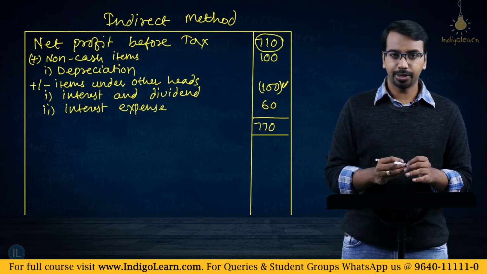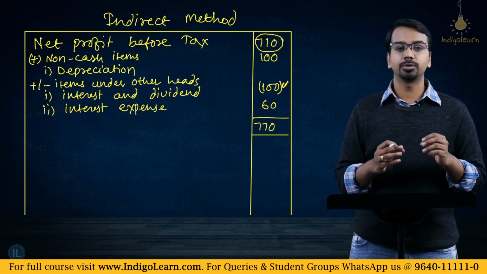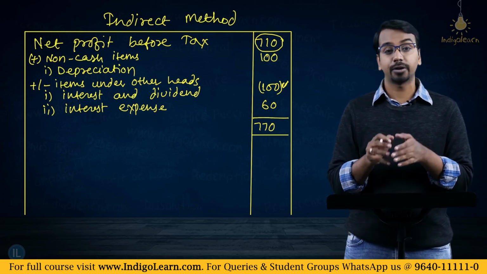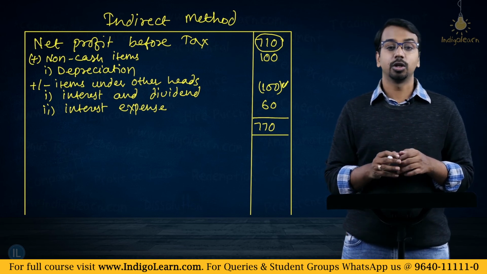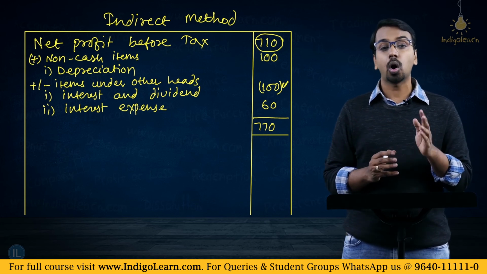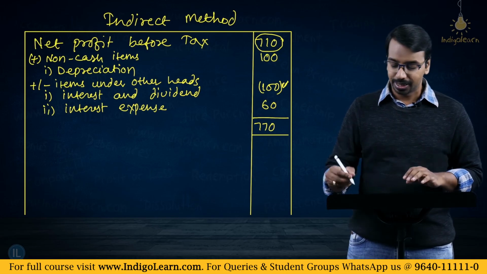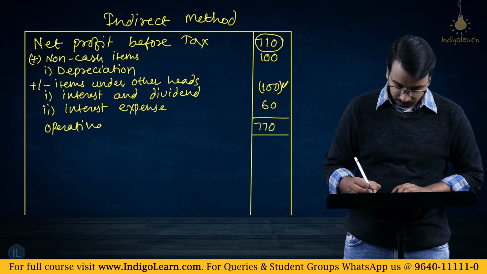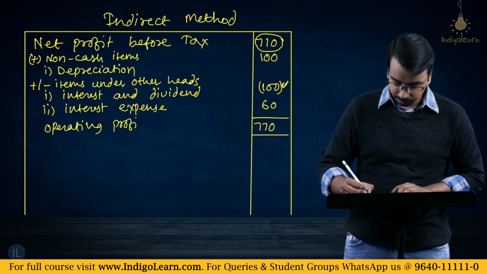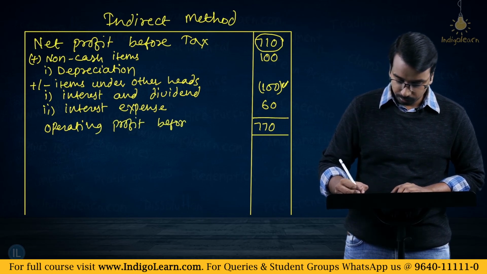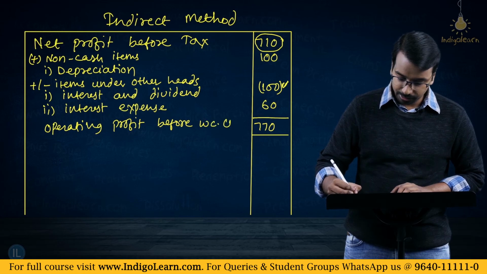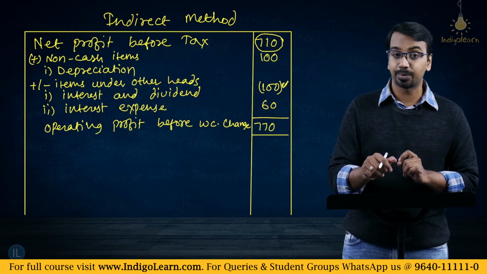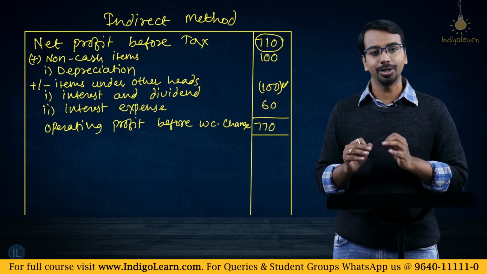Now what did we do so far? We took the net profit, we excluded those items which are non-cash in nature. We also excluded those items which were either financing related items or investment related items. This number is also called operating profit before working capital changes. So before giving the impact of working capital changes, this is the operating profit.